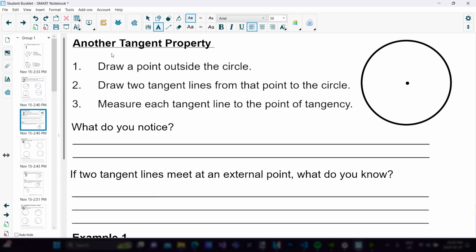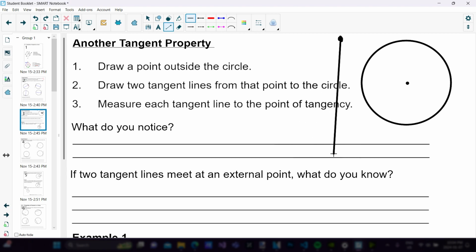All right. Another tangent property. Draw a point outside the circle. I know how to do that. That's pretty easy. Here's a point. Draw two tangent lines from that point to the circle. Okay, that's a little trickier, but I think I can do it. So I'm going to start. This is really nice if you have a ruler. I'm going to start at my point, and I'm going to draw one tangent line.